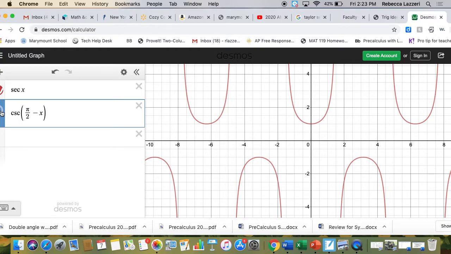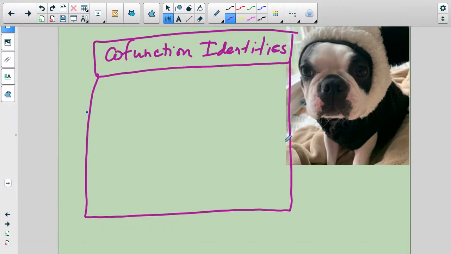They look alike. In fact, if I gave you this red graph and said write an equation, there'd be a few different things you could write. You could use secant or cosecant and shift it on top of where you want it to be. Okay? All right, so let me go back to our slides and talk about why that is. You're still not writing on your memo page.